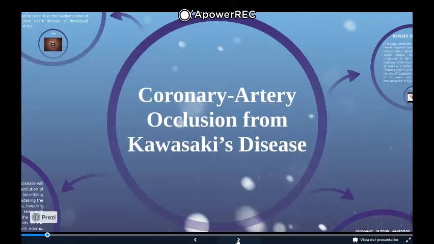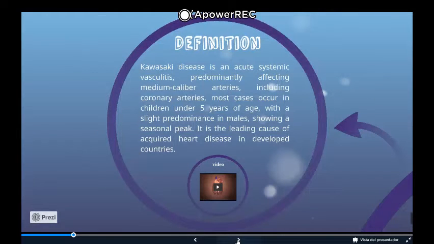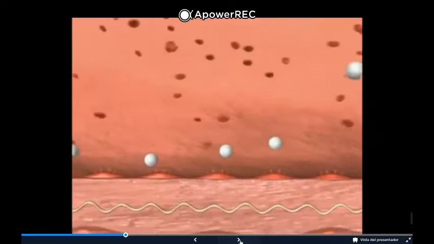Coronary artery occlusion from Kawasaki disease. Definition: Kawasaki disease is an acute systemic vasculitis predominantly affecting medium caliber arteries, including coronary arteries. Most cases occur in children under 5 years of age, with a predominance in males.